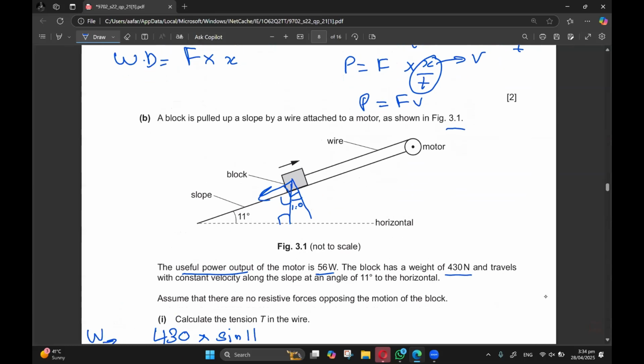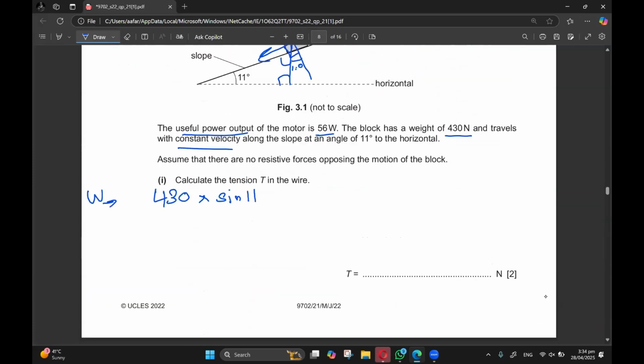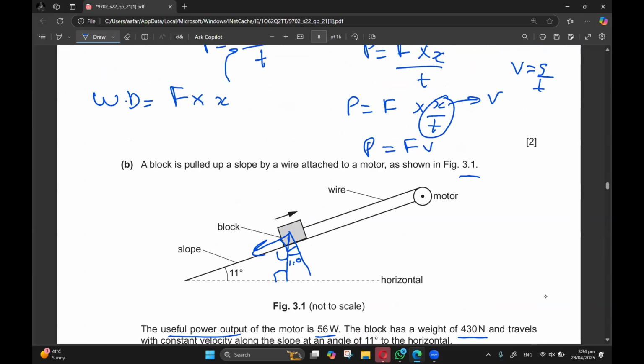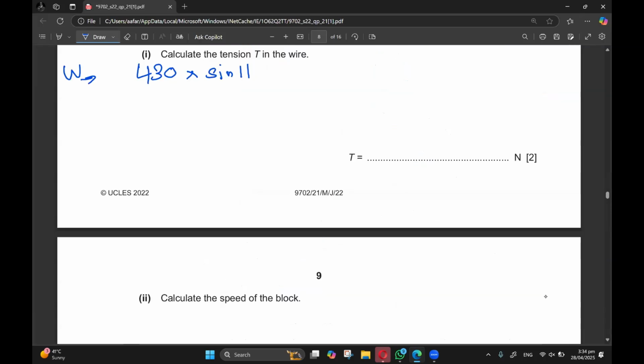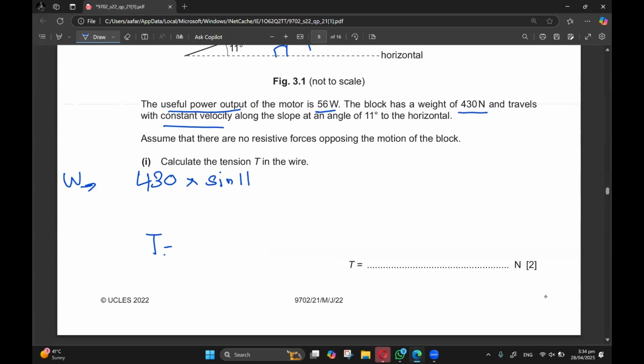It says that it is traveling with constant velocity. So it will only travel with constant velocity when it has no resultant force, right? There is no acceleration. So that's only possible when this force is equal to this force, and this force is basically tension, right? The tension will be equal to the component of the weight, which is 430 into sine 11, which we get is 82 Newton.